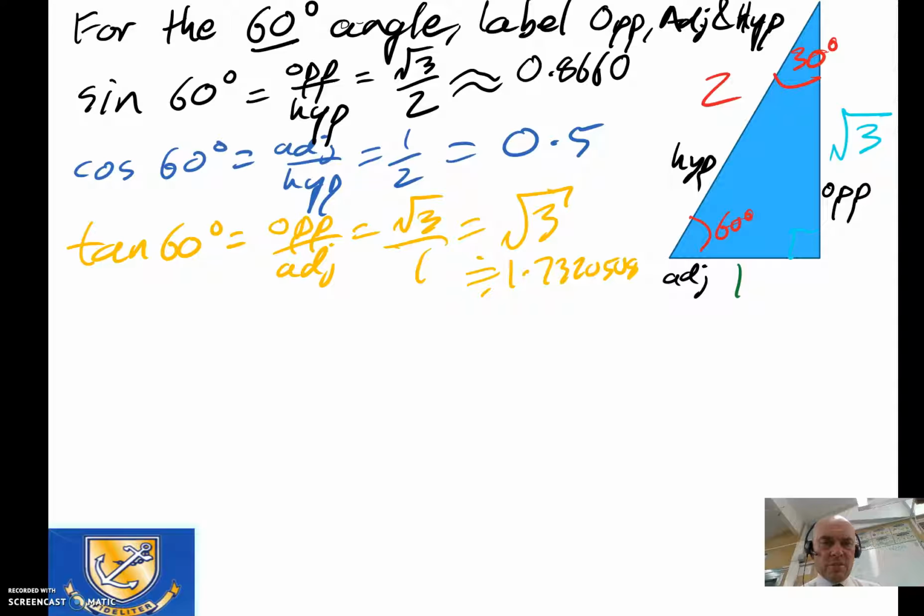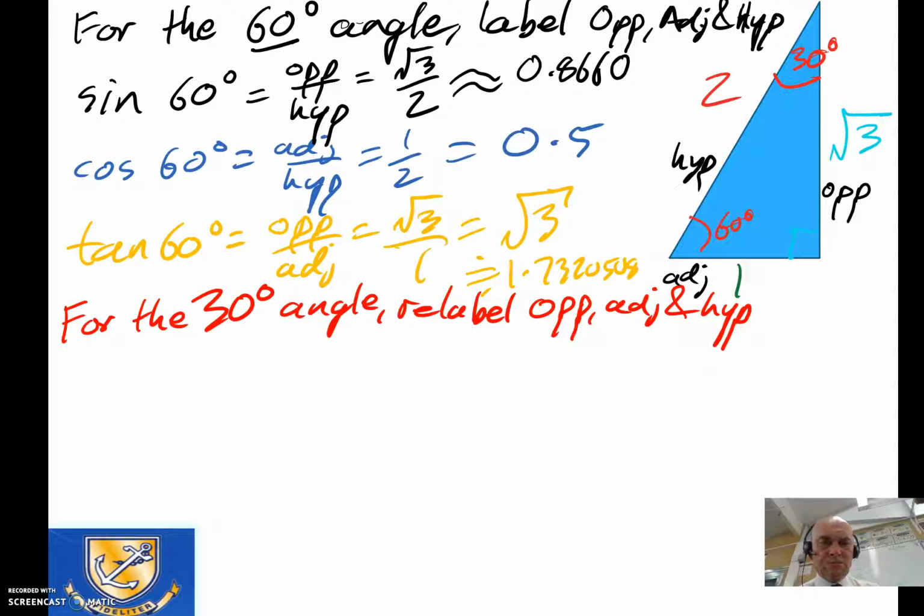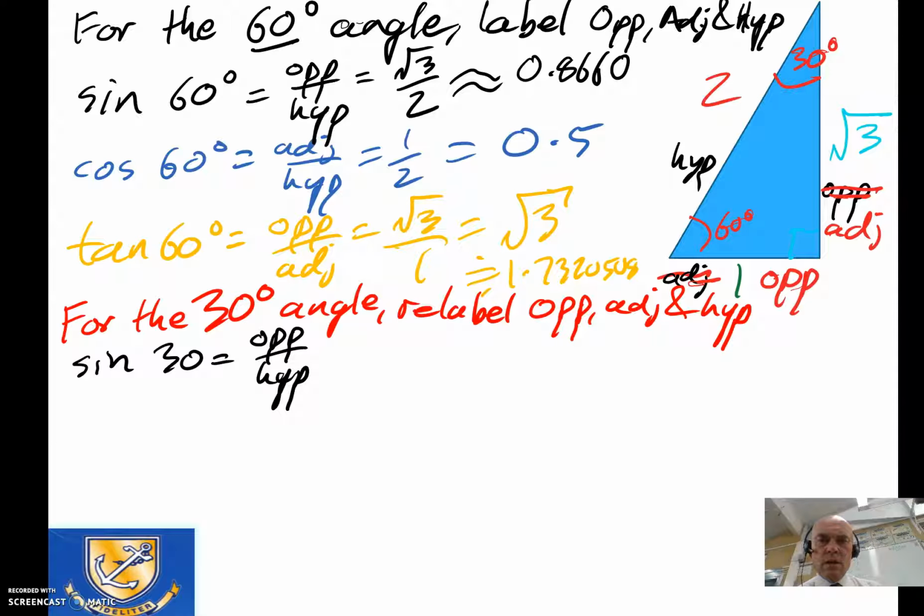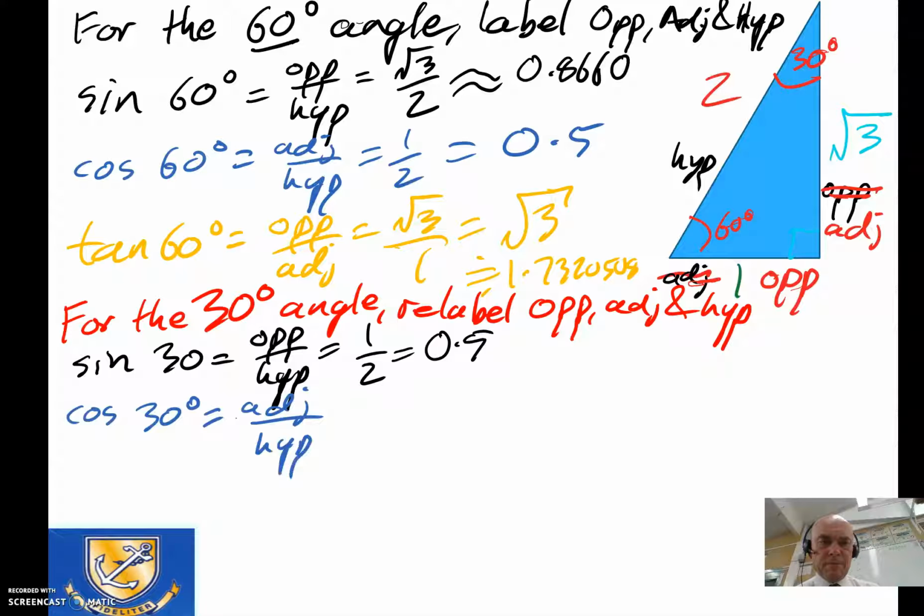Now we can change things. Looking at the 30 degree angle, relabel the opposite and the adjacent. The hypotenuse is still the same, so change those. Sine of 30 is opposite over hypotenuse, and so therefore for the 30 degree angle the opposite will be 1 and the hypotenuse will still be 2, so we get a half. Cosine of 30, the adjacent will be the square root of 3, the hypotenuse is 2, and we get, again, that's around about roughly 0.866, but that's just an approximation. Square root of 3 over 2 is perfect.